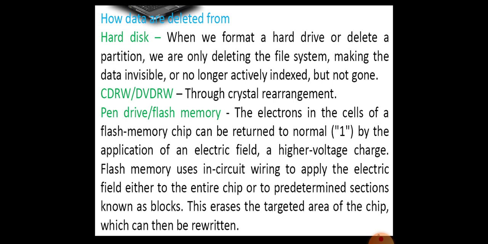That is, when you give the format option for a pen drive, what is actually happening? It uses circuit wiring to apply the electric field either to the whole chip or to predetermined sections, or we can format a particular block also. Like that only, the pen drive's data can be deleted permanently.